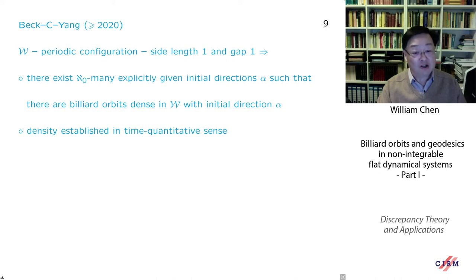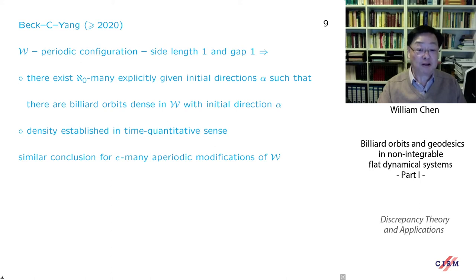However, we managed to show that there are countably many explicitly given initial directions alpha, such that there are billiard orbits that are dense in this configuration with initial direction alpha. Not only that, we can describe the density in the time quantitative sense. Furthermore, we can have similar conclusions for uncountably many modifications of this periodic configuration that become aperiodic. And I'll come to that later on.